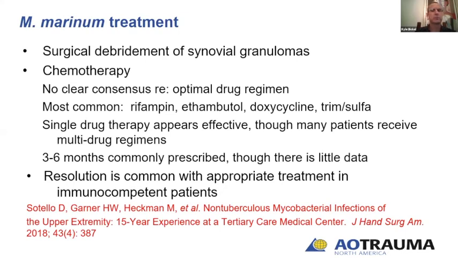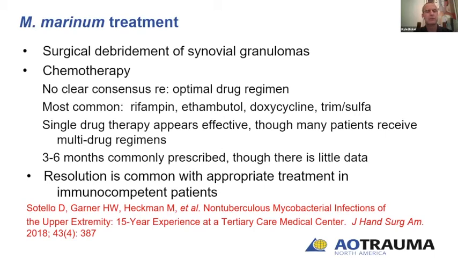Treatment is usually surgical debridement coupled with chemotherapy. And interestingly, there is not a clear consensus about the optimal drug regimen because these are uncommon infections and there's very little well-controlled data out there about what the optimal treatment is. Most commonly, the drugs that are cited are rifampin, ethambutol, doxycycline, and trimethoprim sulfamethoxazole. They're all effective, and some physicians treat with single drug therapy and some physicians use multi-drug therapy with 2 or sometimes even 3 drugs. I don't think there's a lot of data to support multi-drug therapy in this organism as opposed to Mycobacterium tuberculosis, of course.